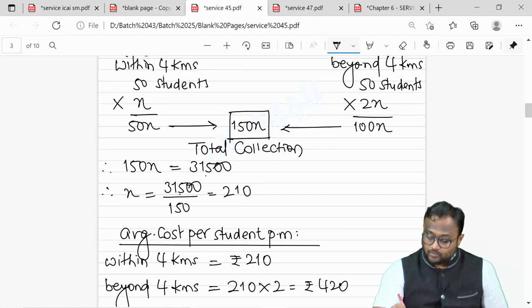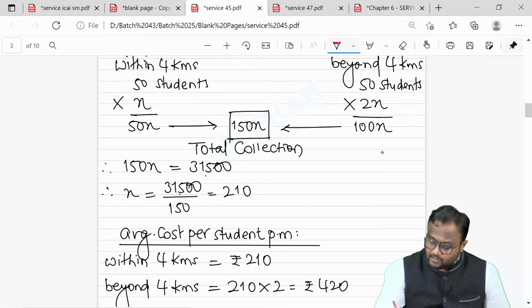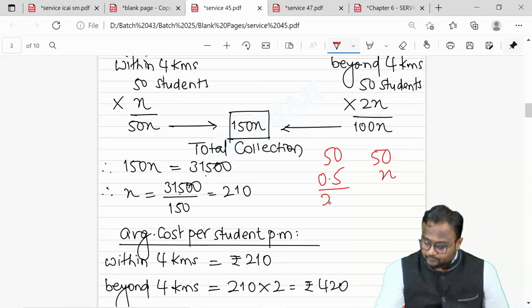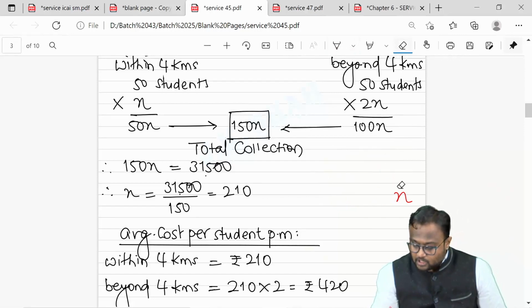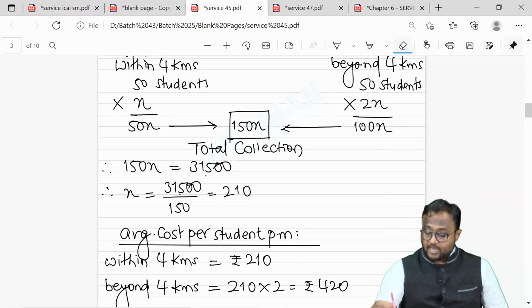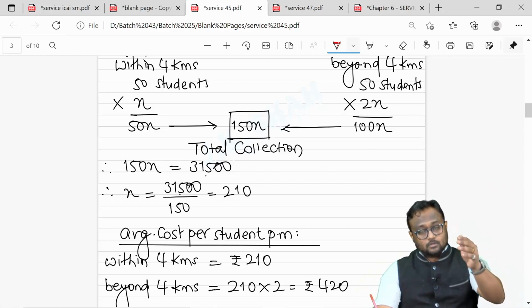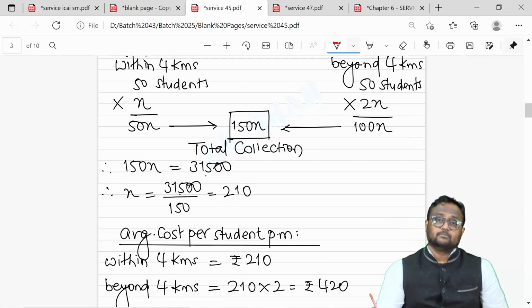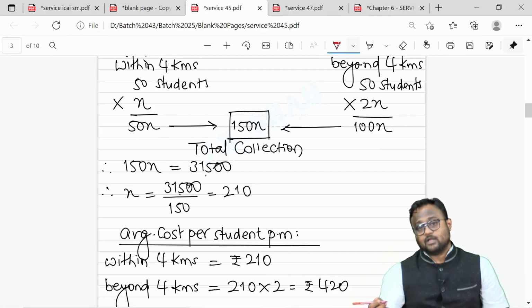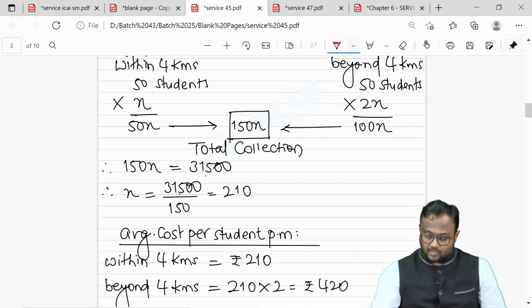Simple. If I would have assumed beyond 4 kilometer as X, that is also fine. So this is 50 students into X, 50 students into 0.5X because half. So this will be 50X, this will be 25X. My total collection will be 75X instead of 150X. So X will give me 420 directly, which will be divided by 2. So 420 and 210 will remain same. If you assume within 4 kilometers to be X, you will get 210. If you assume beyond 4 kilometers to be X, you will get 420 as a value of X. You can calculate the other value.